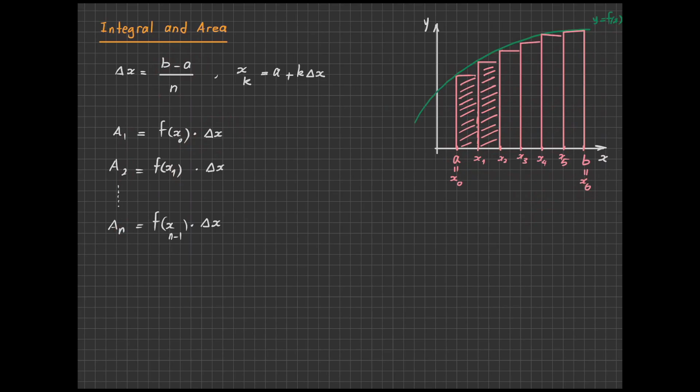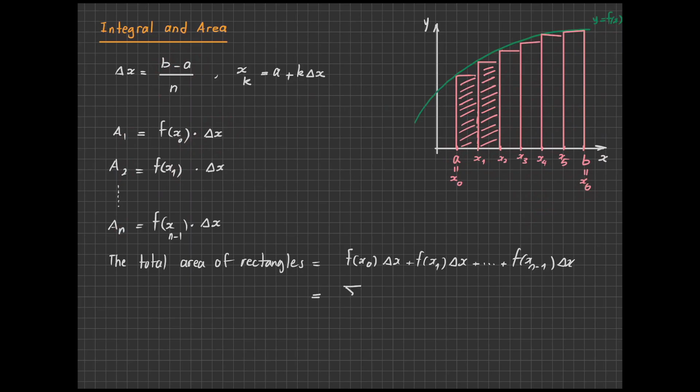The total area is equal to what? Is equal to the sum of all these numbers, yes? So which is f of x sub 0 delta x plus f of x sub 1 delta x up to f of x sub n minus 1 delta x. Yes? But I can write this in the form of sigma. Of course, it doesn't matter, but sigma helps me to write it more compactly. So can you write this for me in the form of a sigma?